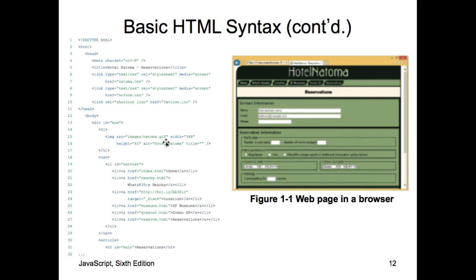In line 15, we would say that the value images/natoma.gif is being assigned to the src attribute of the image element. Like in this example, to assign a value to an attribute, use the syntax attribute equals value, like src equals "images/natoma.gif". Just be sure to enclose the value in quotations.